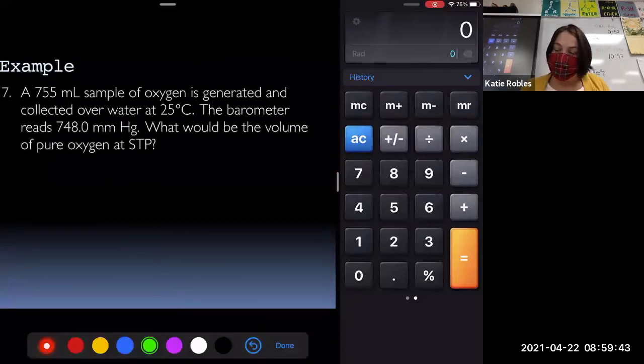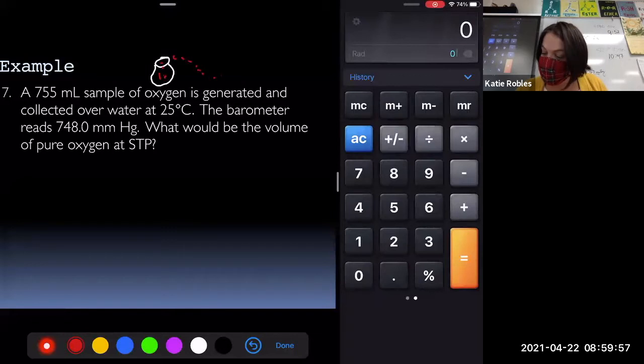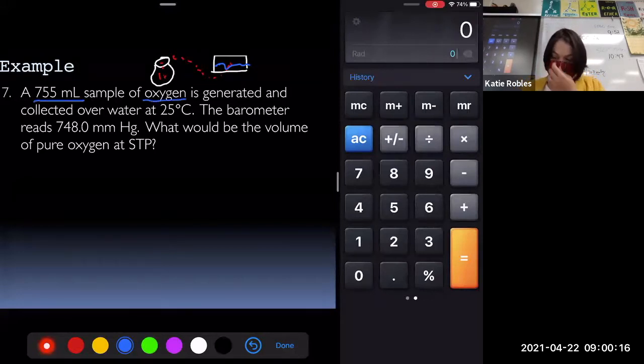So for example, if you had this collection device that I was just talking about. You have some test tube, and that test tube is creating oxygen gas, and the oxygen gas is coming out and going through a tube and getting collected in an upside down beaker that contains water or something. You could collect that oxygen gas and find out that you've got 755 milliliters of oxygen that's collected.